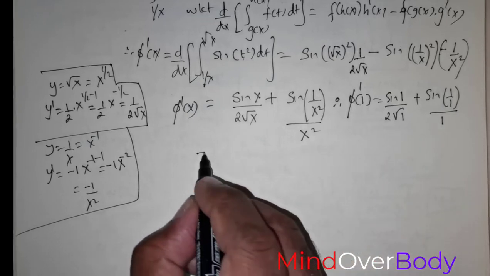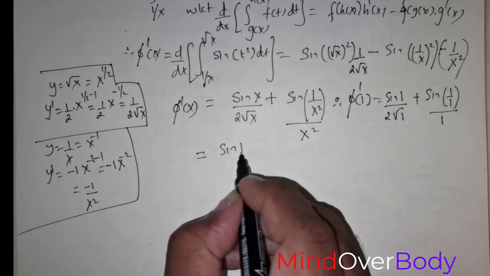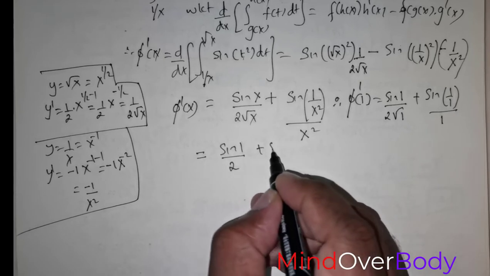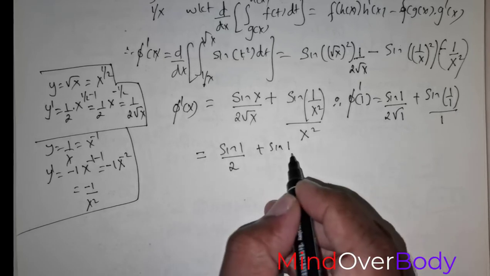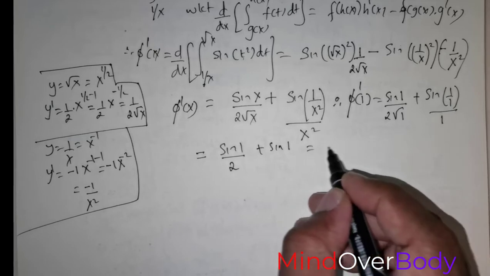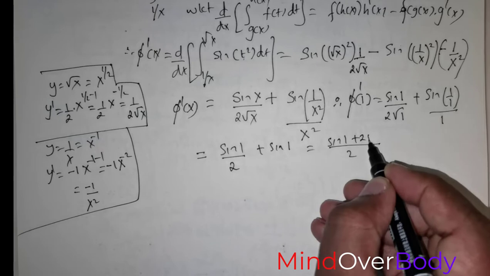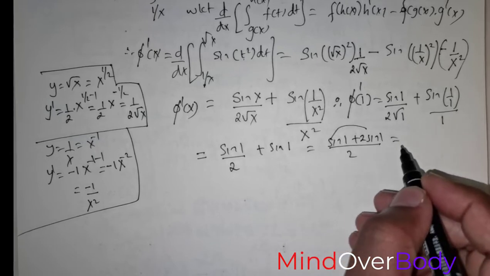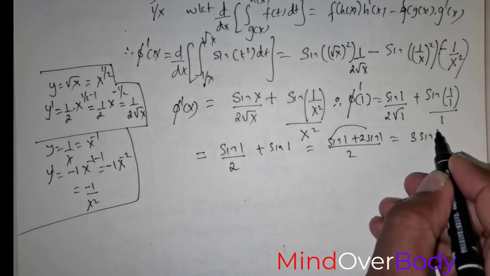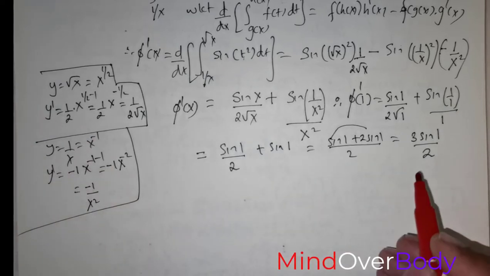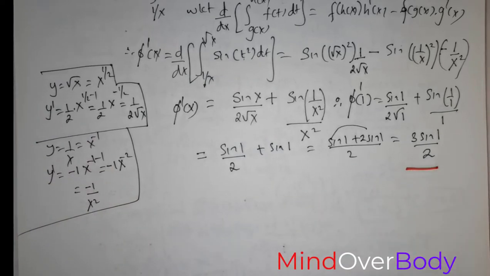So what is this equal to? This is equal to sine 1 over 2 times root 1, which is 2, plus sine 1 divided by 1. So if I take the LCM as 2, this is going to be sine 1 plus 2 times sine 1. 2 added with 1 would give me 3 times sine 1 over 2. So this is a good place for us to draw the red line. So that's a solution for this question.